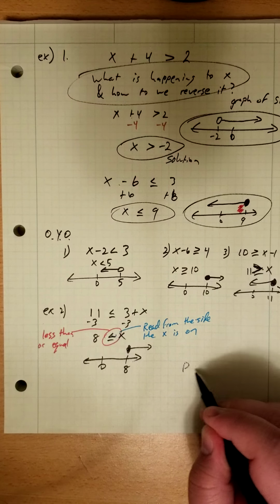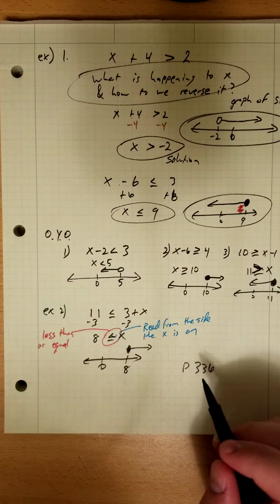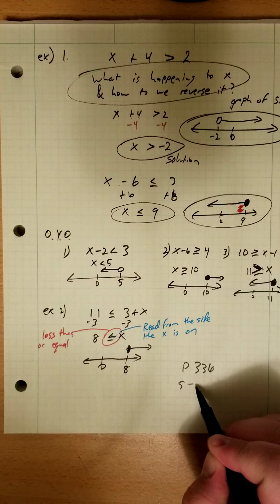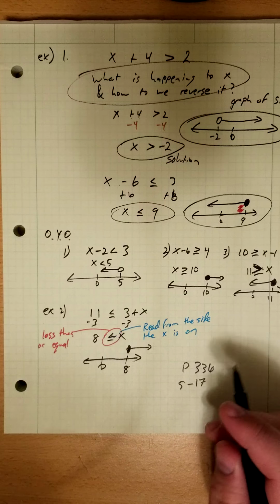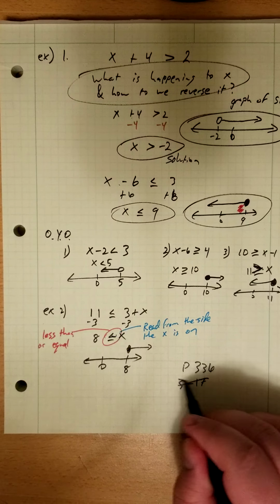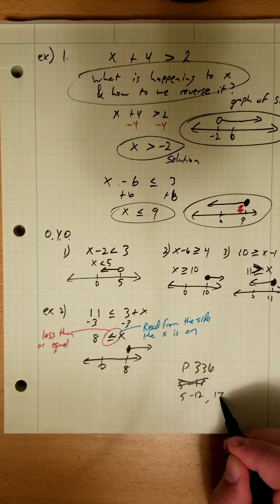I want you to do page 336. I want you to do numbers 5 through 17. No. I want you to do 5 through 12. And I want you to do 17.